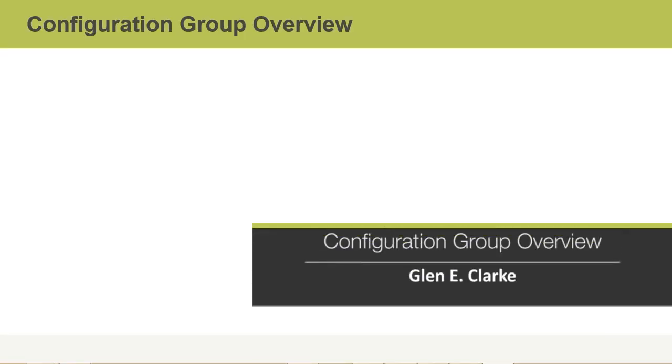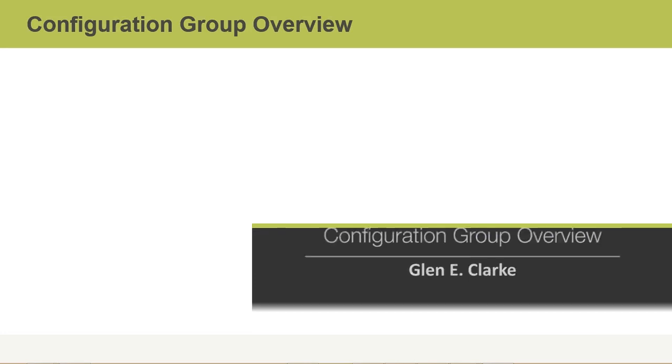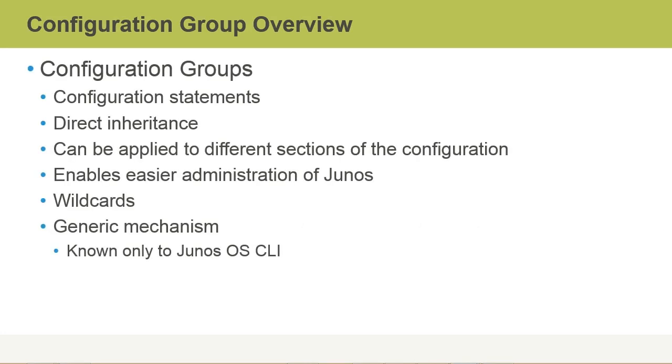In this video, we'll discuss characteristics of configuration groups within Junos OS. A configuration group is a group of statements that can be applied multiple times within your configuration. The benefit of these configuration groups is you can leverage direct inheritance capabilities.